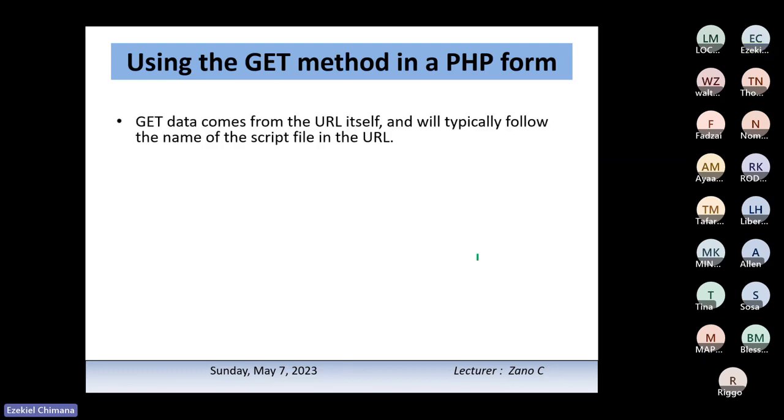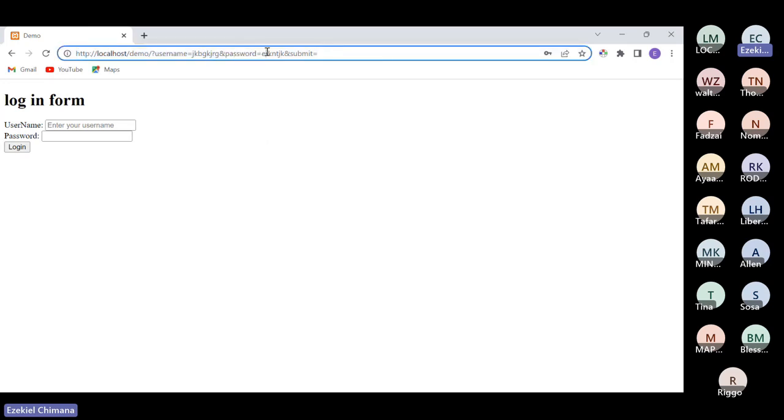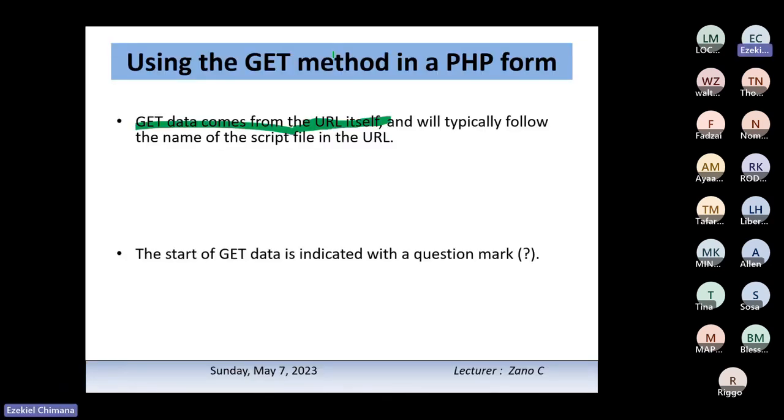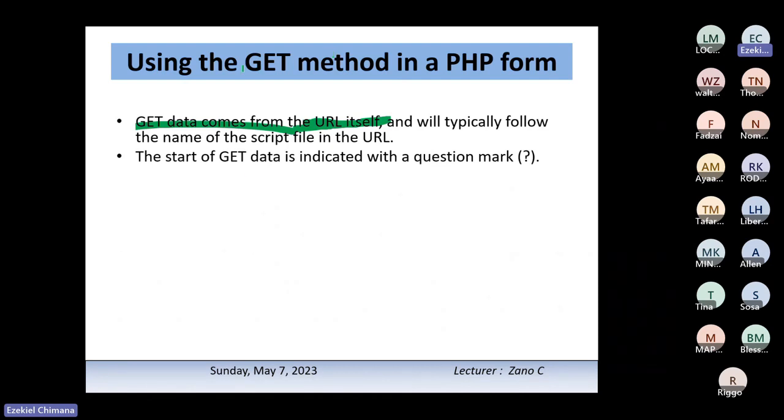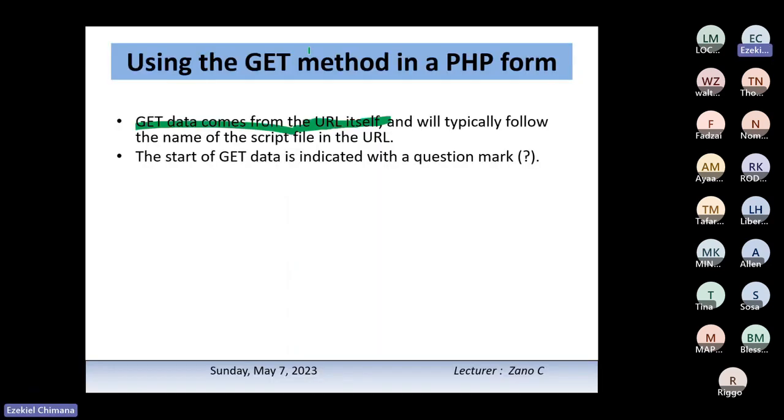fields. So when you are using the get method in a PHP form, get data comes from the URL itself, and you typically follow the name of the script file in the URL, like what you have seen here. Username and its data, password and its data, the submit and its data. Just like that. So the start of get data is indicated with what? With a question mark, as you see here. Then the rest is the data for the get.